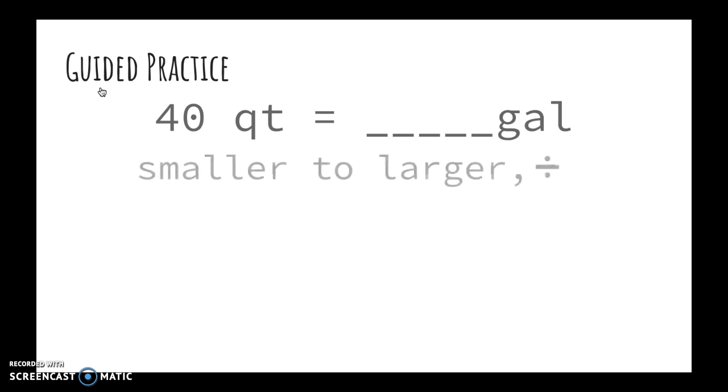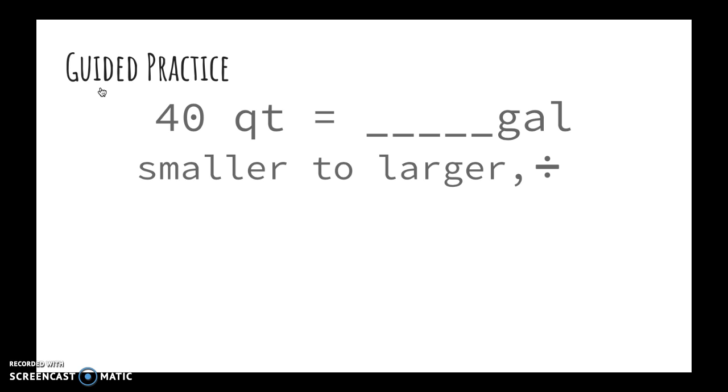Let's try another one. Let's find 40 quarts is equal to how many gallons? So let's think. Are quarts larger or smaller than gallons? Quarts are smaller than gallons. So when we go from a smaller unit of measurement to a larger unit of measurement, we divide.